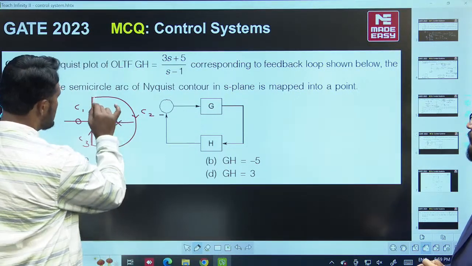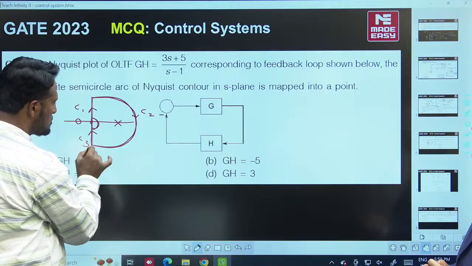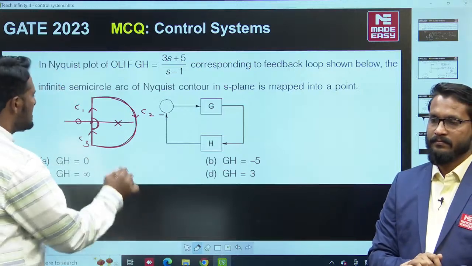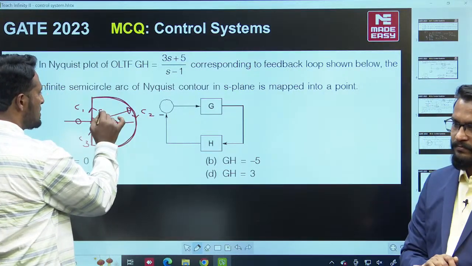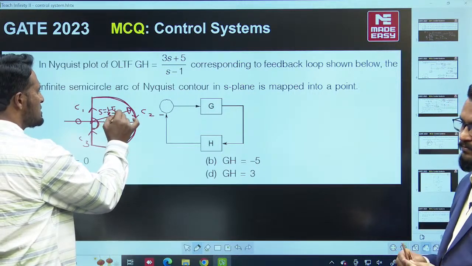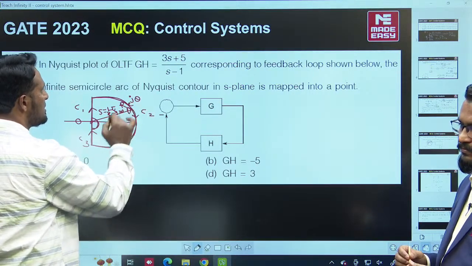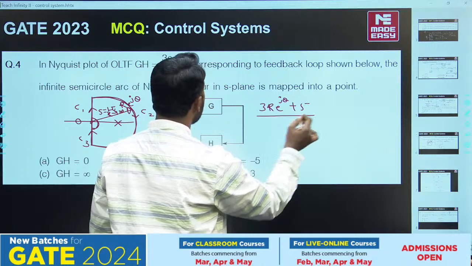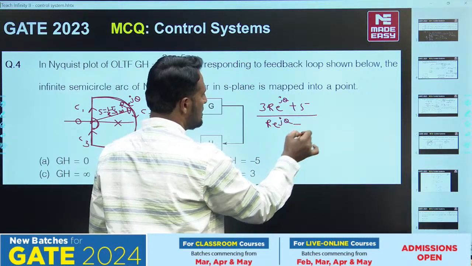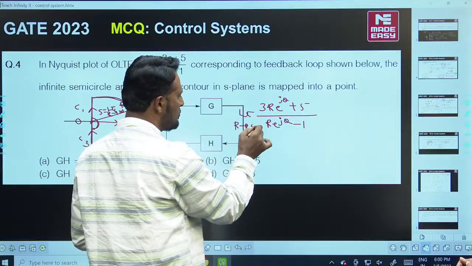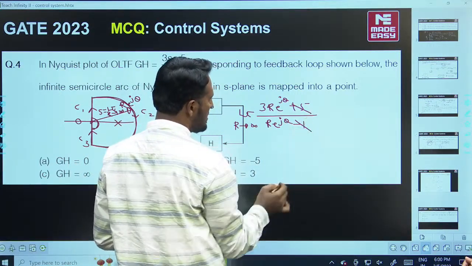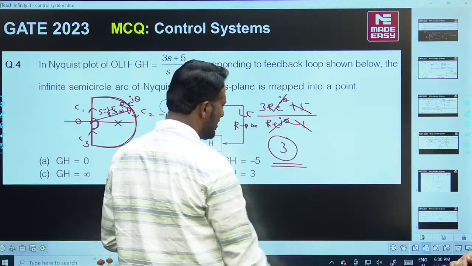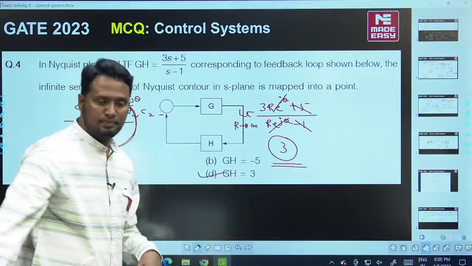Now the question is, this semicircle of infinite radius of S plane in the Nyquist contour will be mapped into a point in the GH plane in the Nyquist plot. Which particular point is it? That can be found by substituting the value of S, which is limit r tends to infinity, r e to the power j theta, in the given open loop transfer function, that is (3 r e to the power j theta plus 5) upon (r e to the power j theta minus 1) with the limit r tends to infinity. Since r is infinite, these constants are negligible, and when it comes to magnitude e power j theta is 1, then this becomes a point of magnitude 3. Answer to the question is D.